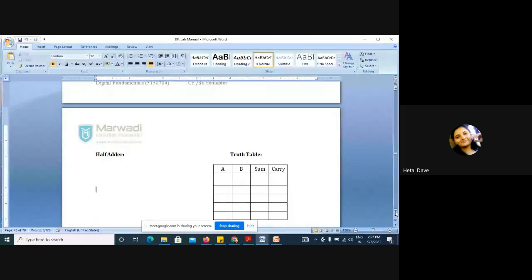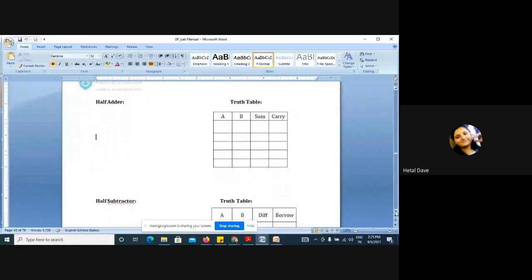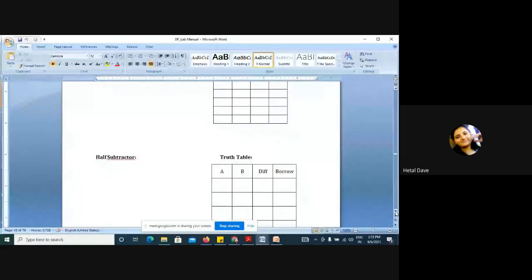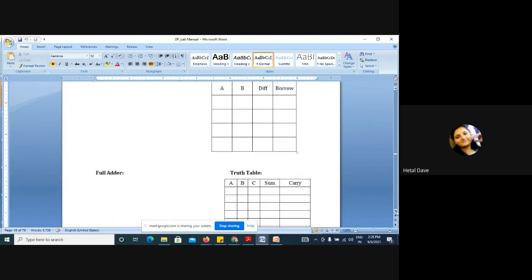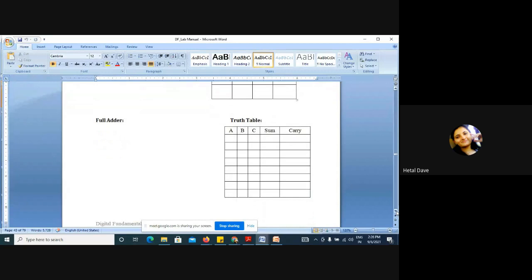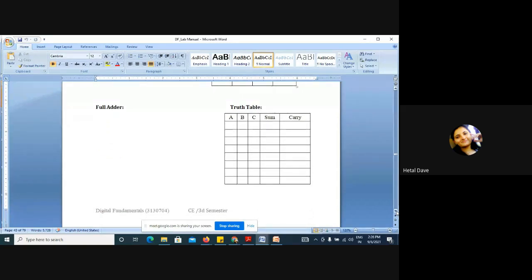Then if you go to half subtractor, don't worry about it. Once you perform half adder, you will automatically perform half subtractor. Give some time to yourself, it will be done automatically. If it is not done, I will explain. But for half adder, put the book work photo and the truth table book work photo. Then the same for full adder: draw the full adder in your book and put the photo here.